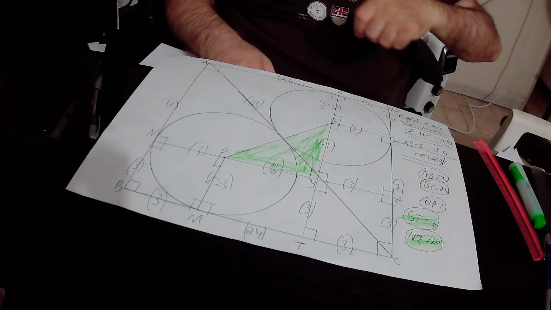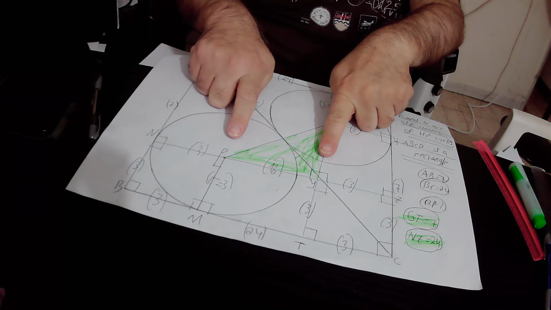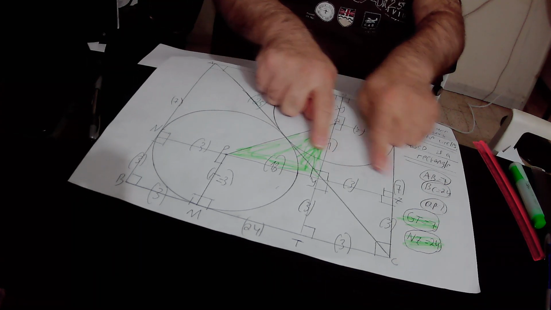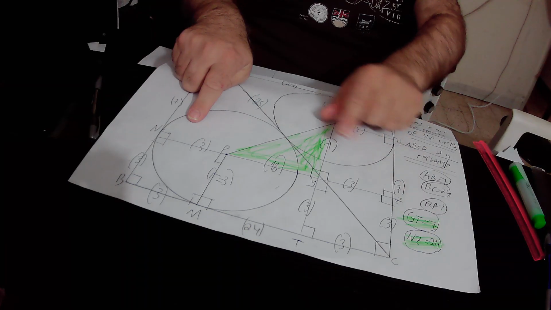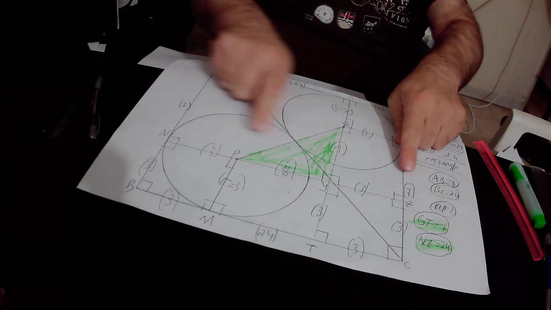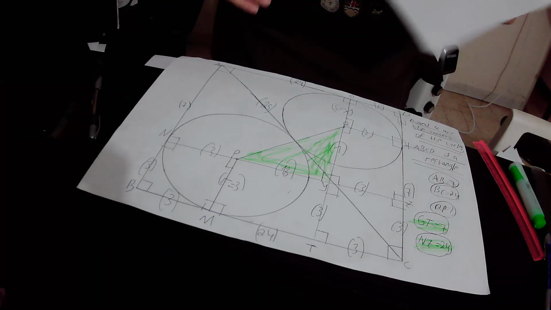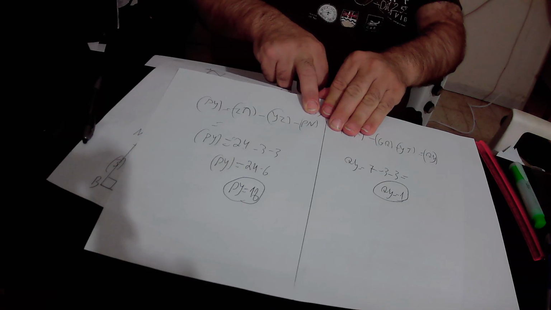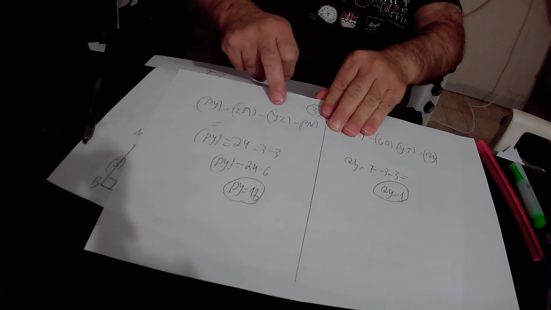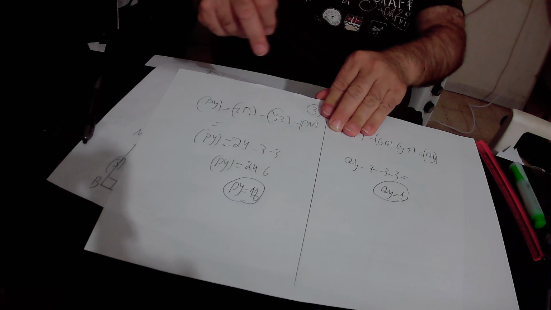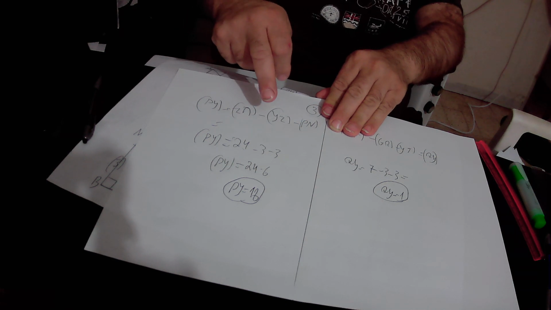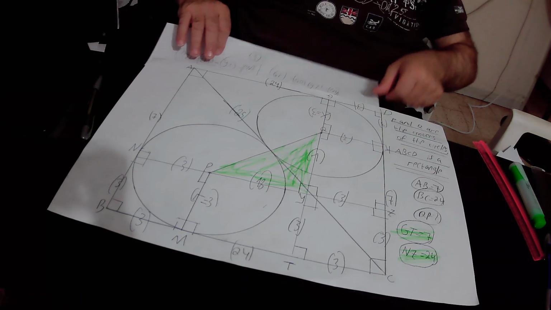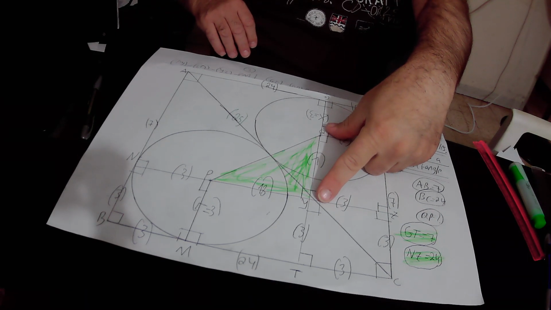Then we found out that PY equals NZ minus PN minus YZ. Again, PY equals ZN minus YZ minus PN. So PY equals ZN, that is 24, minus YZ, that is 3, minus PN, that is 3. So in total, PY equals 24 minus 6, that is 18. PY equals 18. What is the length of the missing side QY?